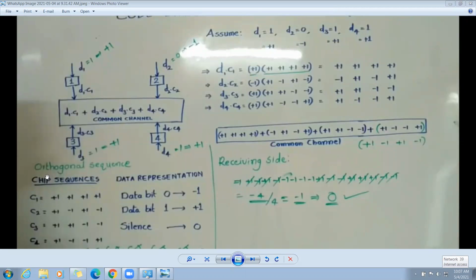Here we have given the orthogonal sequences. The meaning of orthogonal sequences is if we multiply +1 with +1, we get +1. With +1 into -1, you get -1. Okay. Next one. These are the chip sequences we have for C1, C2, C3, C4.